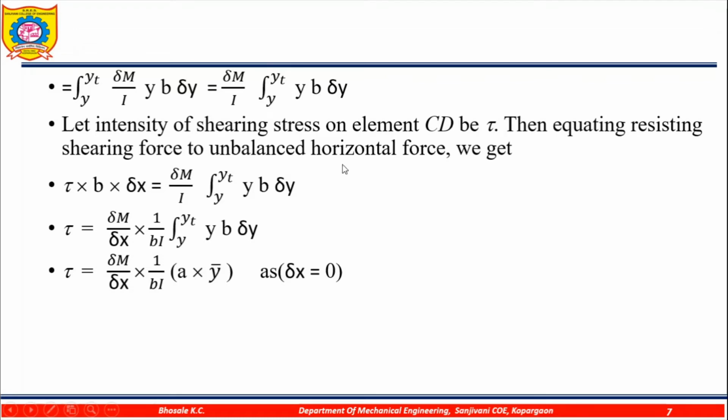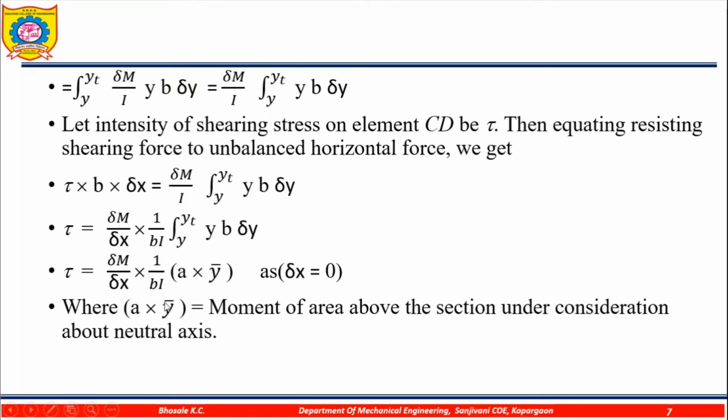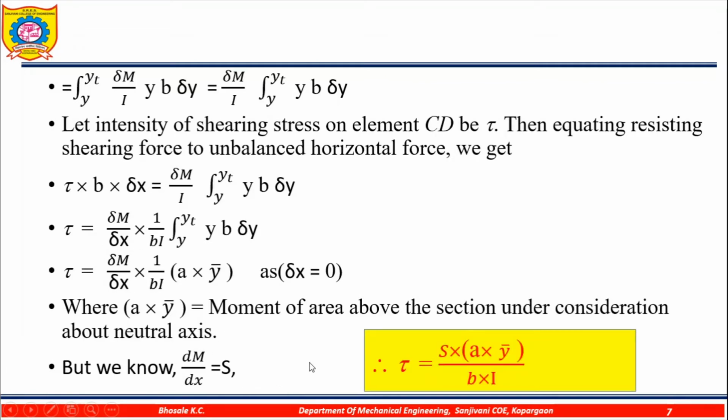Here A y bar is the moment of area above the section under consideration about the neutral axis. But we know that dM will be equal to the shear force. So tau will be equal to S A y bar upon b I. This is the shear stress. Tau is the shear stress, S is the shear force, A is the area, y is the distance of the part considered from the neutral axis, b is the width, and I is the moment of inertia. So tau will be equal to S A y bar upon I b.